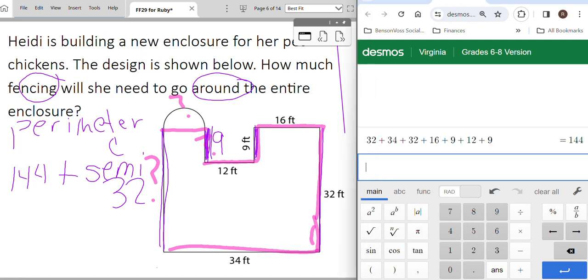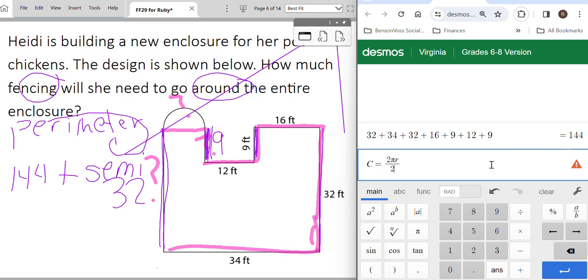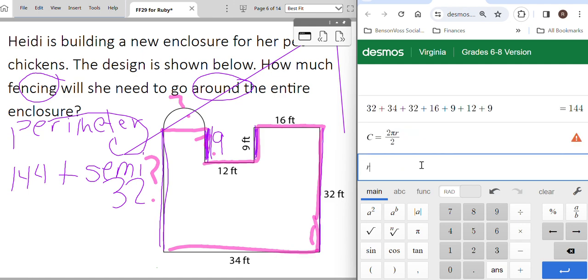So the first thing I'm going to do is I'm going to go to my formula sheet, and I know my circumference of a circle is 2 pi r. But this is not a whole circle. It is half a circle. So what I'm going to do is I'm going to highlight this and I'm going to divide it by 2 because a semicircle is basically a circle that's cut in half. So I'm going to take the formula for circumference, 2 pi r, and divide it by 2 and cut it in half. So the only thing I have to tell my calculator now is my radius.